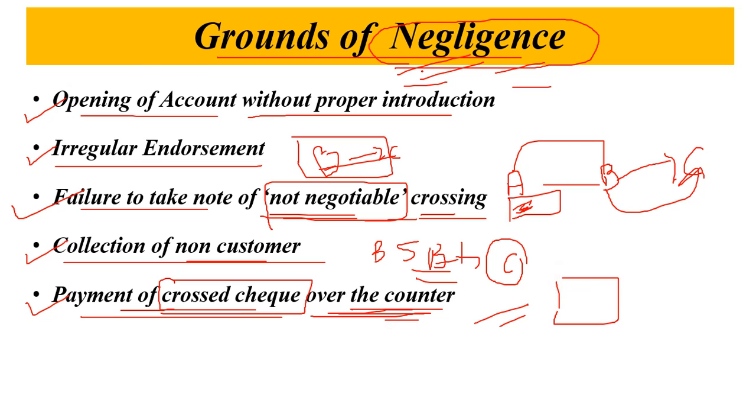Clear? So these are the grounds of negligence which the bank can commit. So the bank should be careful whenever they are collecting a check. They should be responsible in their duty. They should perform their duty properly. There should not be any mistake done by the banker. So this is all for today's session.